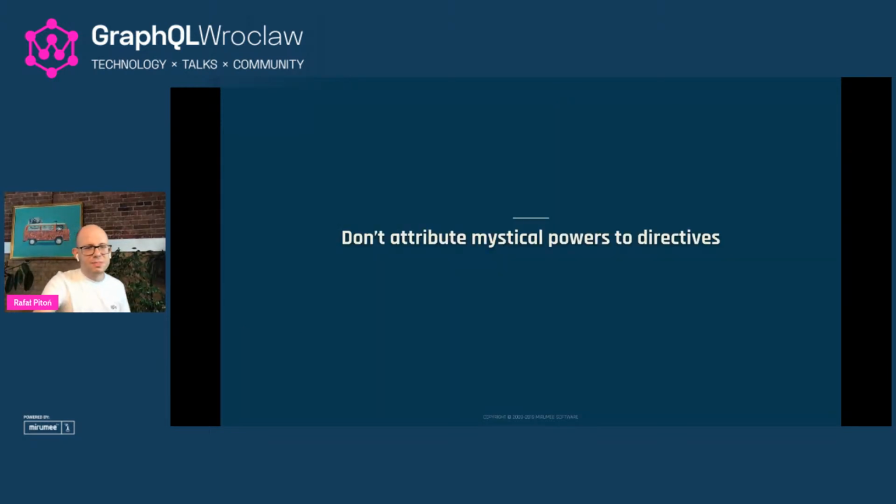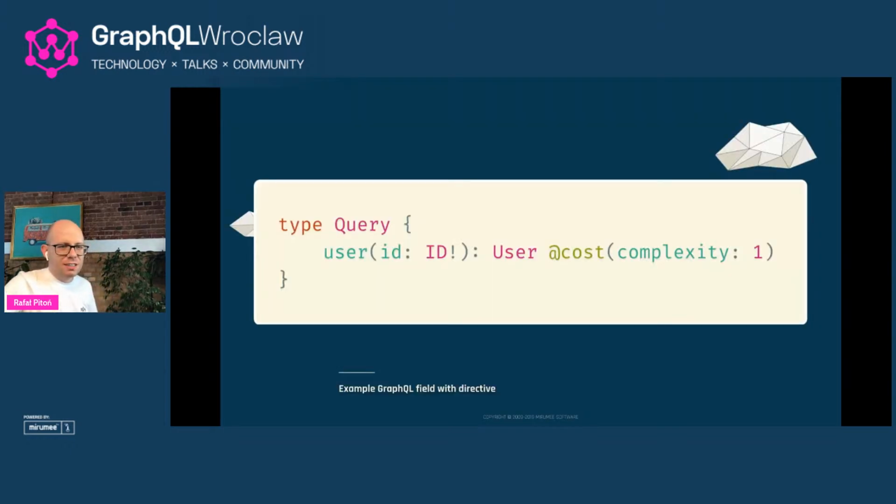So next one, don't attribute mystical powers to directives. I see that plenty of people studying GraphQL run into directives, and they assume that a directive is like this secret GraphQL solves-all for their problems. So here's how an example directive looks. This is the query cost directive from Ariadne. The idea behind it is that you annotate the parts of your schema with the cost directive, and if the query requests too many costly fields, the server prevents the query from executing and returns the error instead.